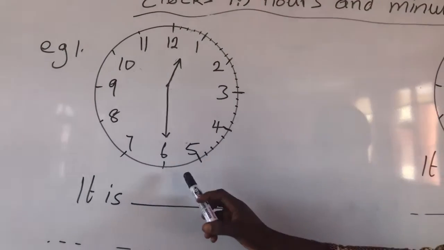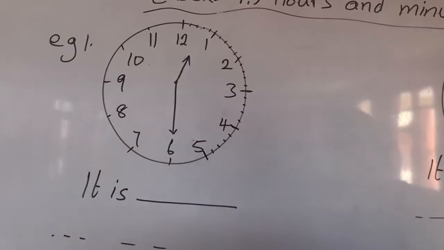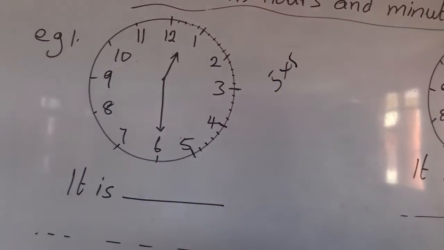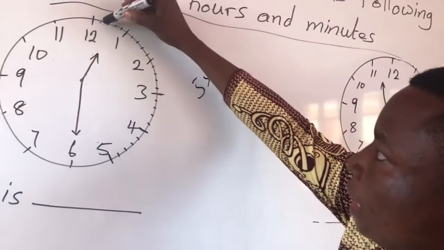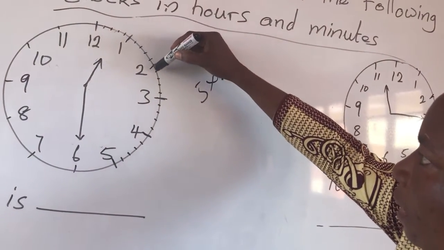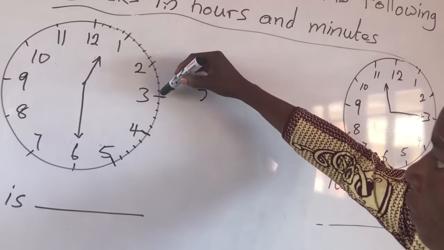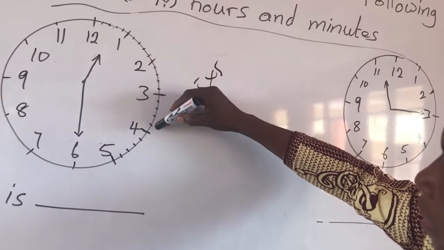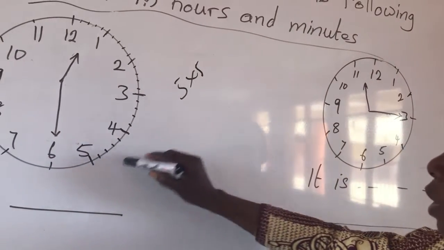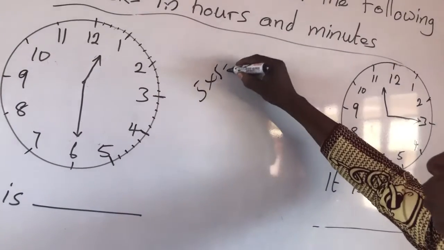Okay, let's look at this. 5 fives. That is 5 times 5. On the clock, let's look at it. This is 1, 2, 3, 4, 5, 6, 7, 8, 9, 10, 11, 12, 13, 14, 15, 16, 17, 18, 19, 20, 21, 22, 23, 24, 25. So 5 times 5 is what?